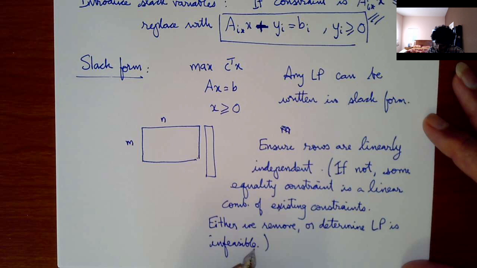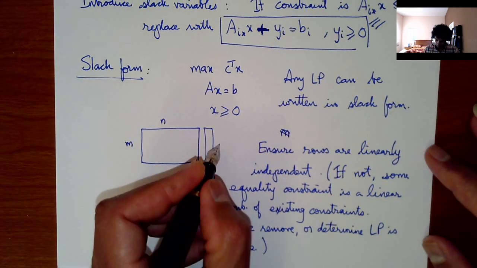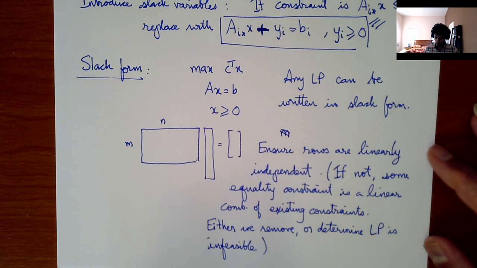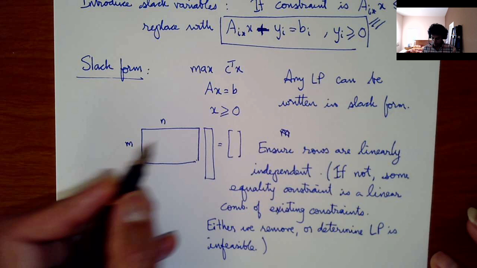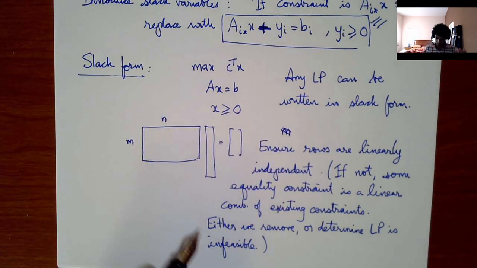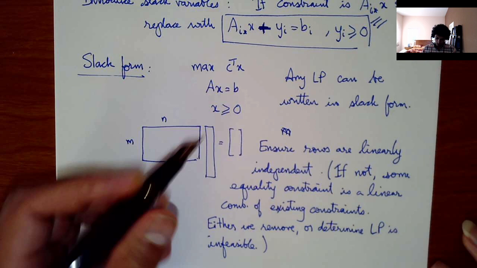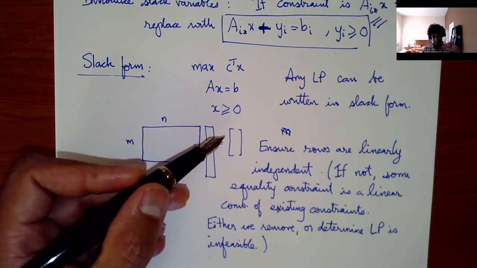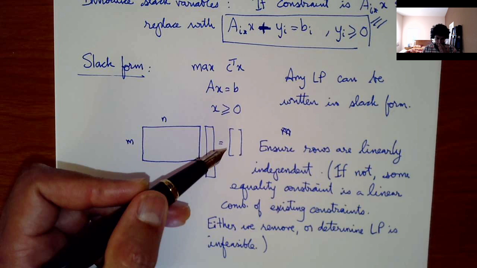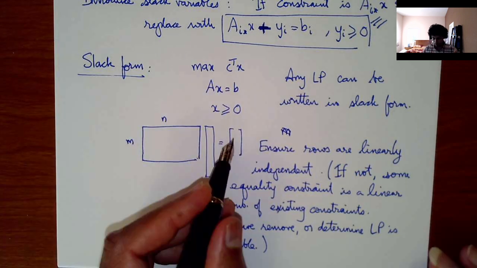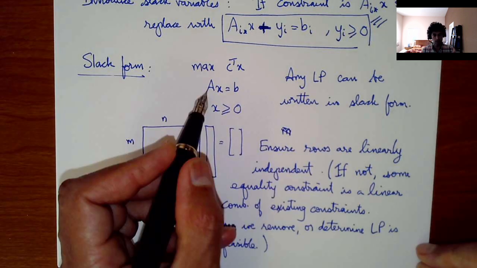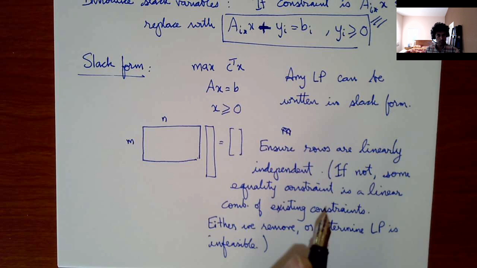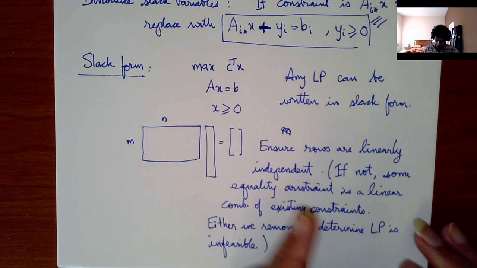Right, because if any one constraint here, so I should write, this is our constraint. If any row is a linear combination of other rows, then the corresponding B should also be the same linear combination. And if it is the same linear combination, you can just remove that row. And if it is not the same linear combination, then you know that the LP is infeasible because all of these constraints cannot be simultaneously satisfied, even ignoring the non-negativity constraint. So we can ensure that the rows are linearly independent.